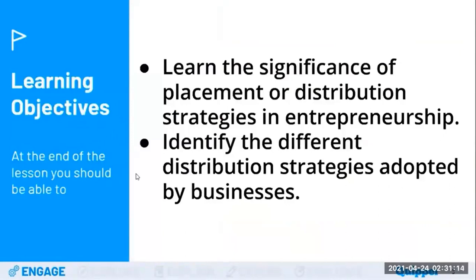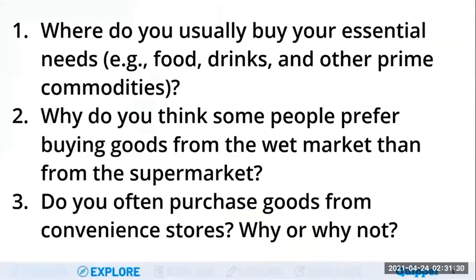So another objective, we should be able to learn the significance of placement or distribution strategies in entrepreneurship and identify different distribution strategies adopted by businesses. So where do you usually buy your essential needs? Via Shopee? Lazada? Or do we really go to Puregold, Mercury, or any store? Where do we usually buy?